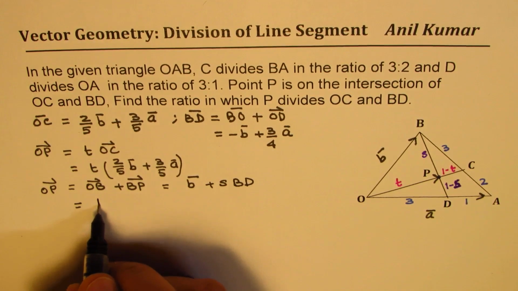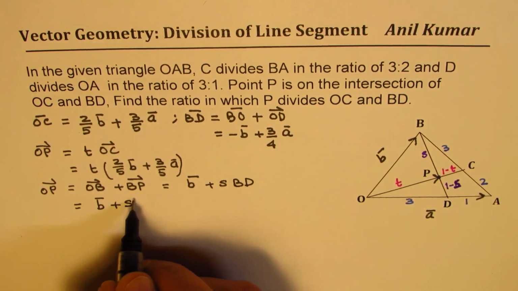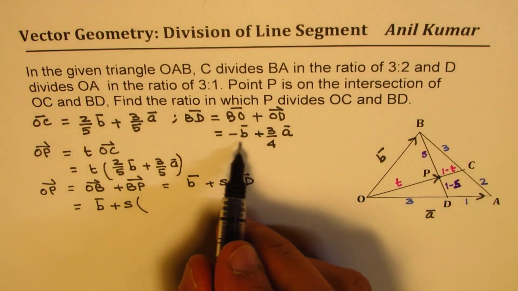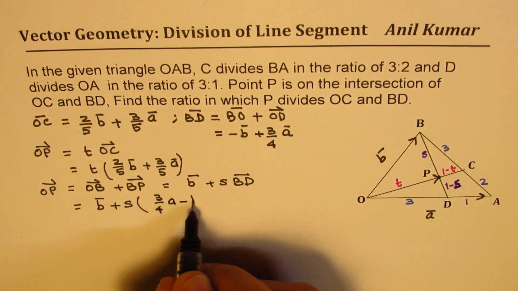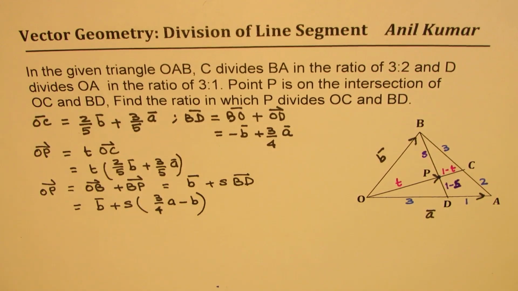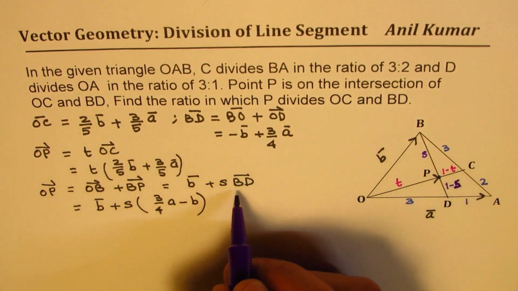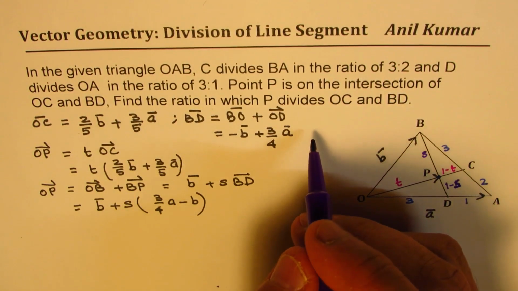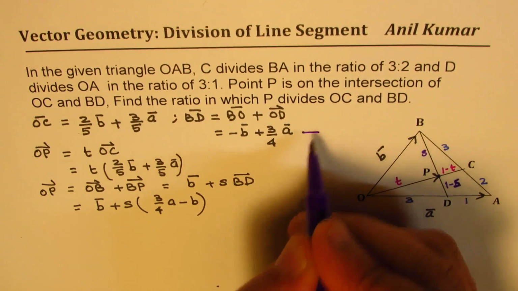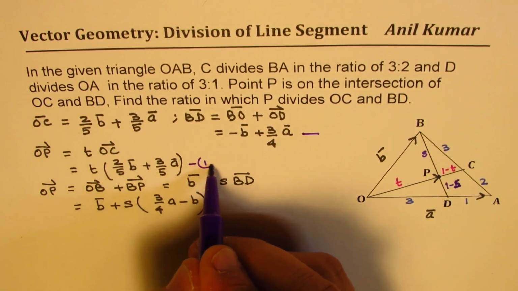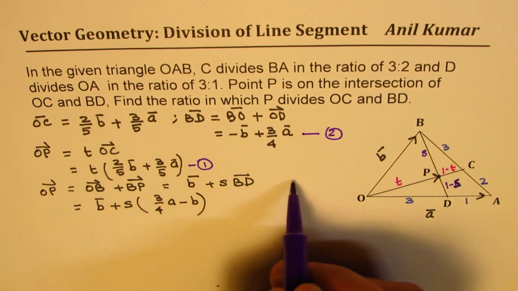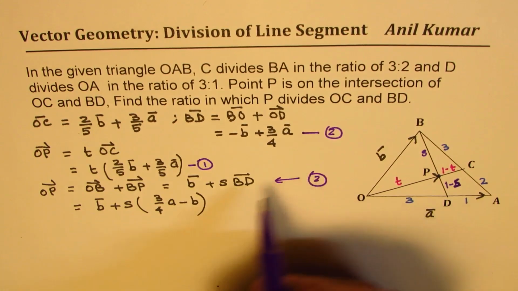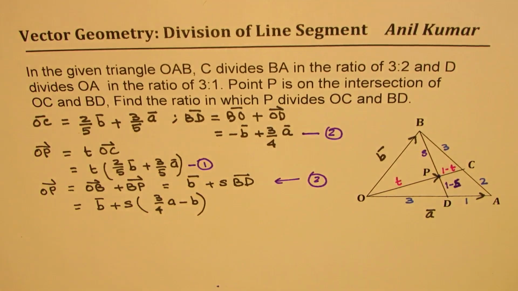Or OP can now be written as B plus s times BD. BD is this. Let me rewrite this as 3 over 4 A minus B. Clear? So it's kind of intricate. So we got the value of BD from here, right? So we got one equation for OP. We'll name this as 1. Let's call this as 2. And then from BD, we substituted 2 here, right? To get another equation in OP.